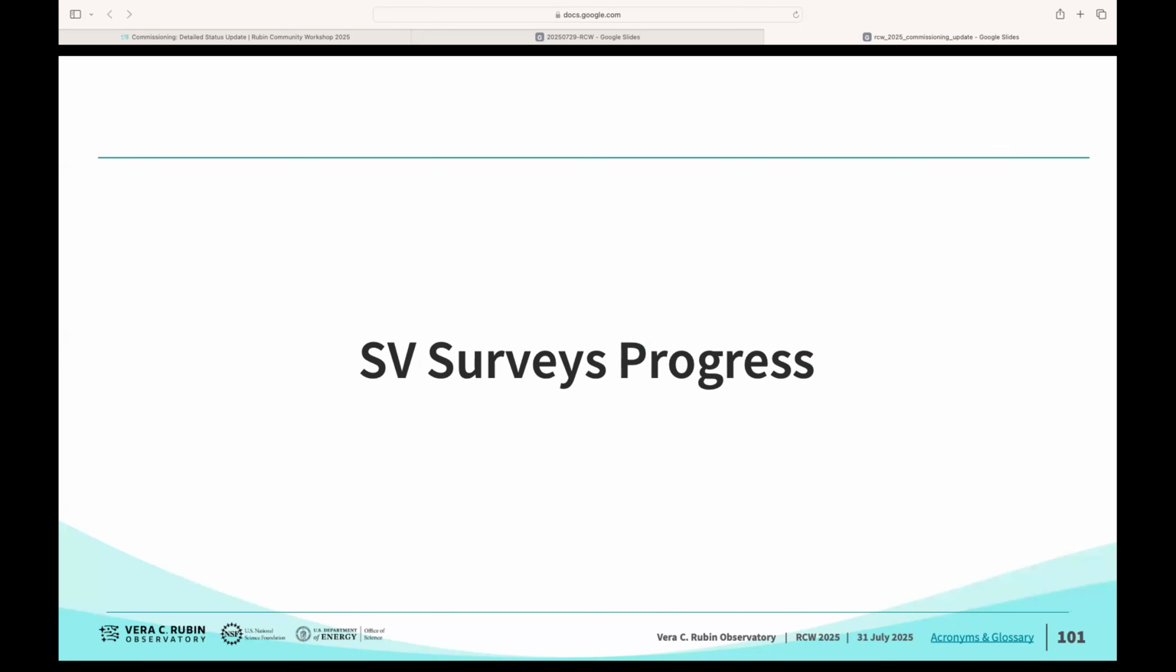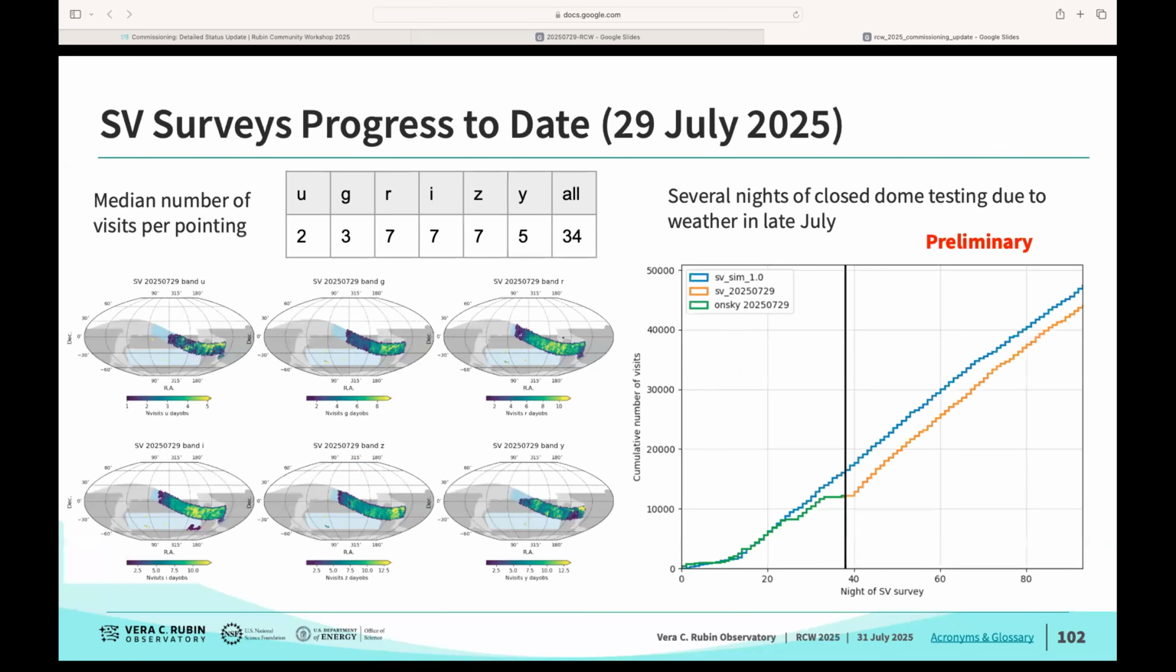Next slide. So here's a look at the SV survey's progress. Next slide. This is the SV survey's progress to date, up through the 29th of July. What you can see is that we've had several nights of closed dome testing in the past week because of adverse weather conditions. On the right, you can see that the rate at which we've been able to take visits for the SV surveys has fallen a little bit behind our simulations. You can also see that the slope matches on the nights where we have good weather conditions. So we know that the system is capable, but we're fighting against the weather in some cases.